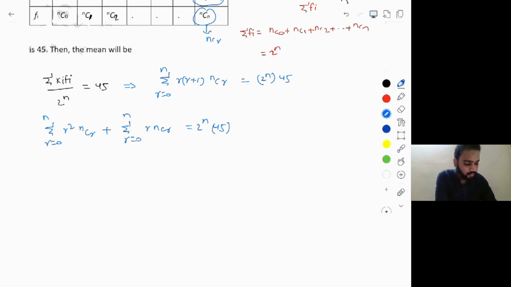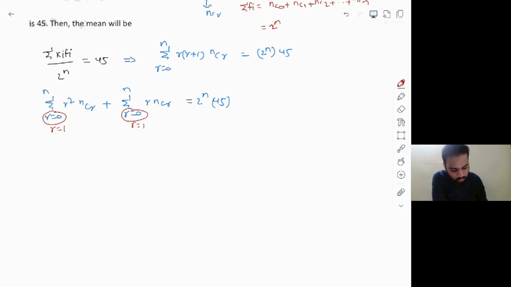Okay. But the main thing you have to observe here is I can start the sigma directly from r = 1 in both of these. Okay, r = 1, because what's the simple reason? If I put r = 0, anyhow the first term is going to be 0, right? So let me start directly from r = 1 itself. Okay, now the important manipulation part comes.